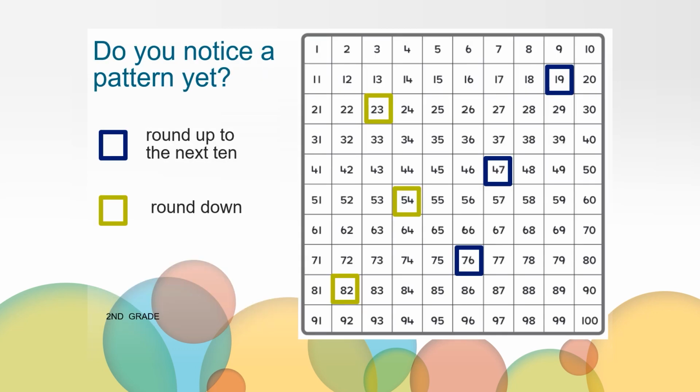Do you notice a pattern yet? The numbers in the blue boxes round up to the next 10, and the numbers in the light green boxes round down. There's a pattern to be figured out here. So far, we know that 76, 47, and 19 round up to the next 10. 23, 54, and 82 round down to the lower 10. Why do you think that is? I'll let you think about that for a while.